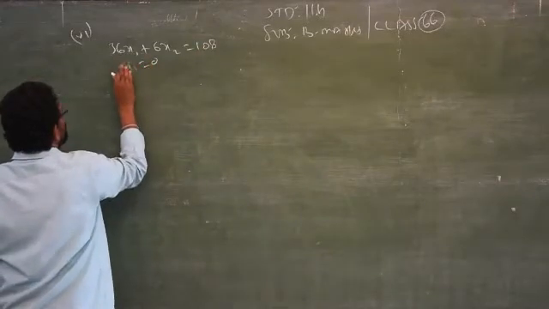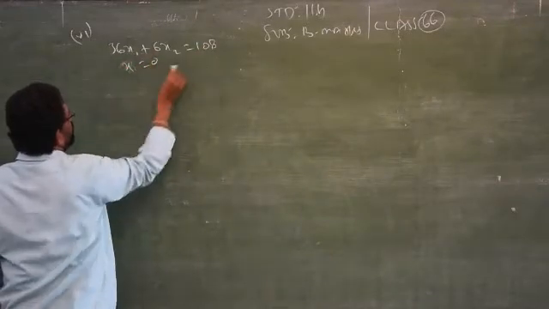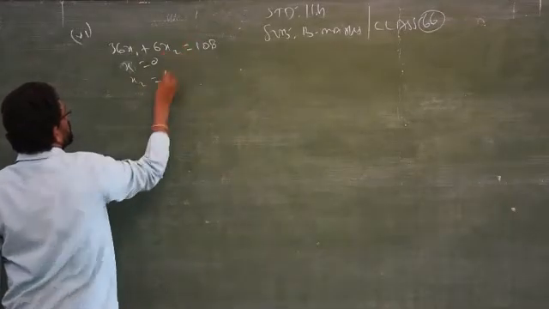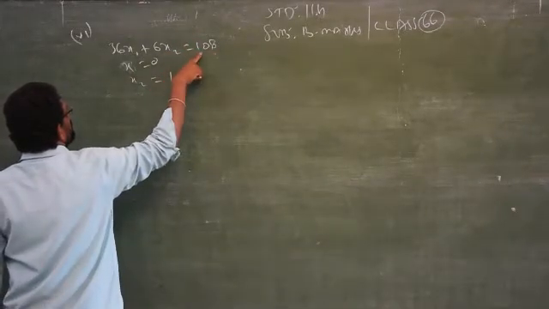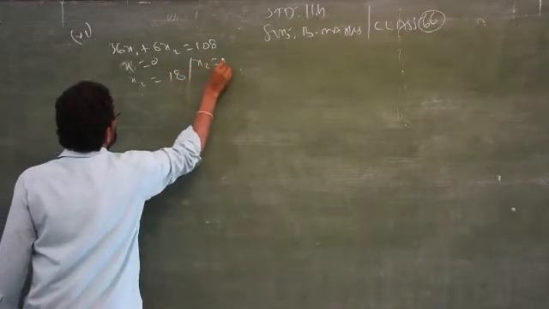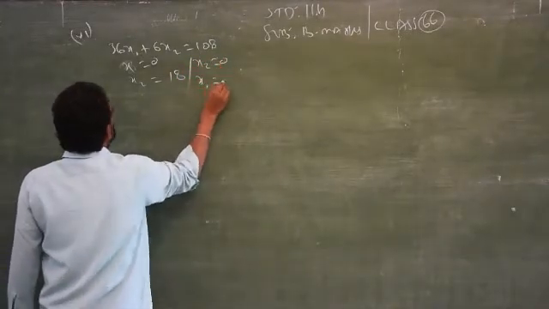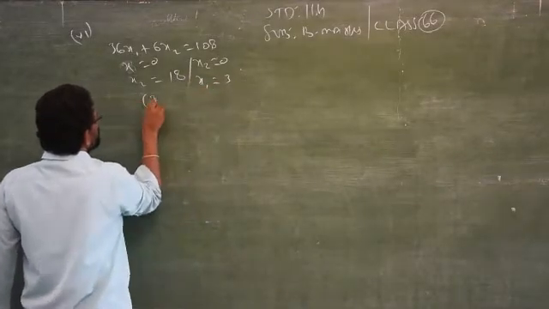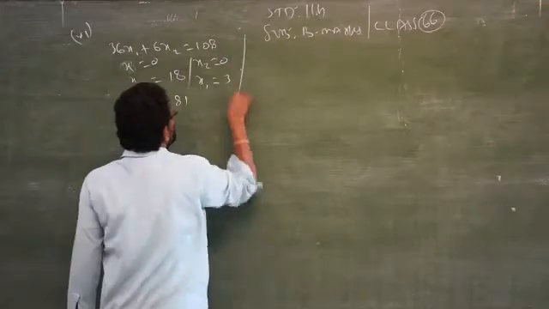Replace x1 equal to 0. When you replace x1 equal to 0, you will get x2 is equal to 18, when you divide this by 6. So 6 ones are 6, 6 eights are 48. Then you can replace x2 is equal to 0. Then you will get x1 is equal to 3. So the answer is 0 comma 18 and 3 comma 0 from the first line.